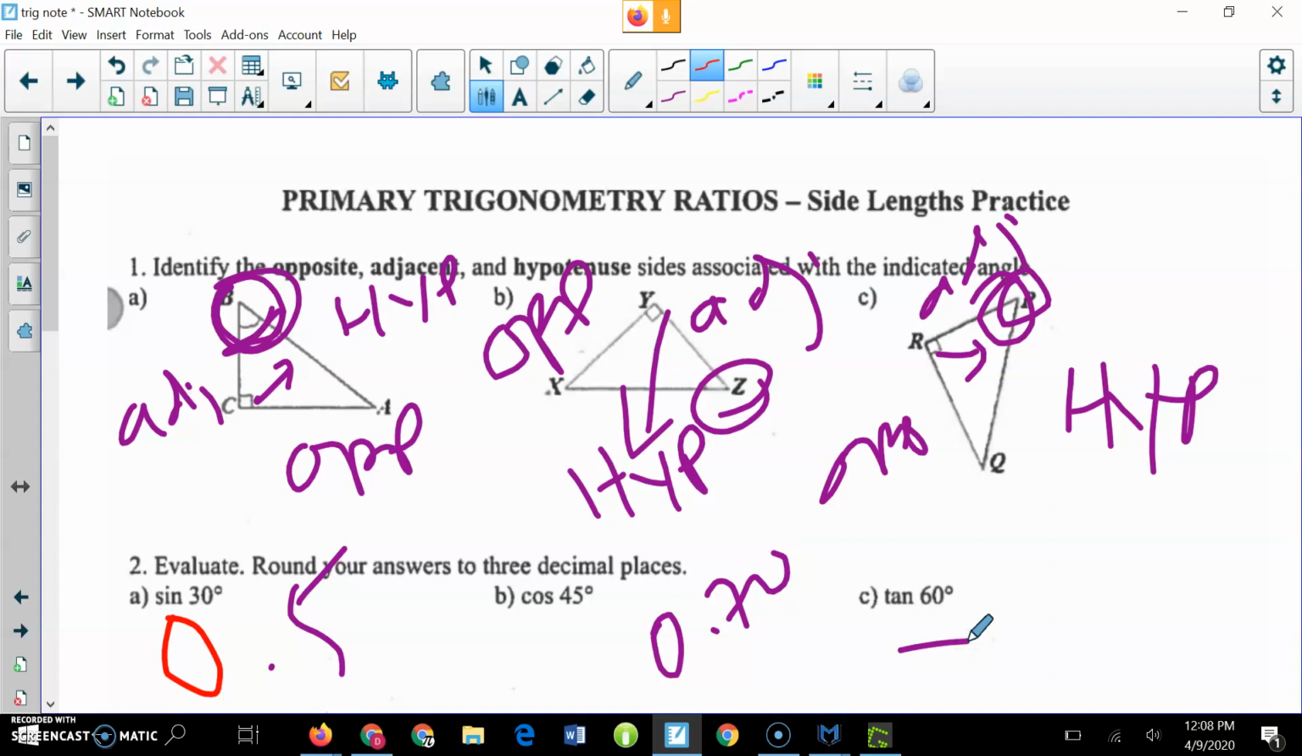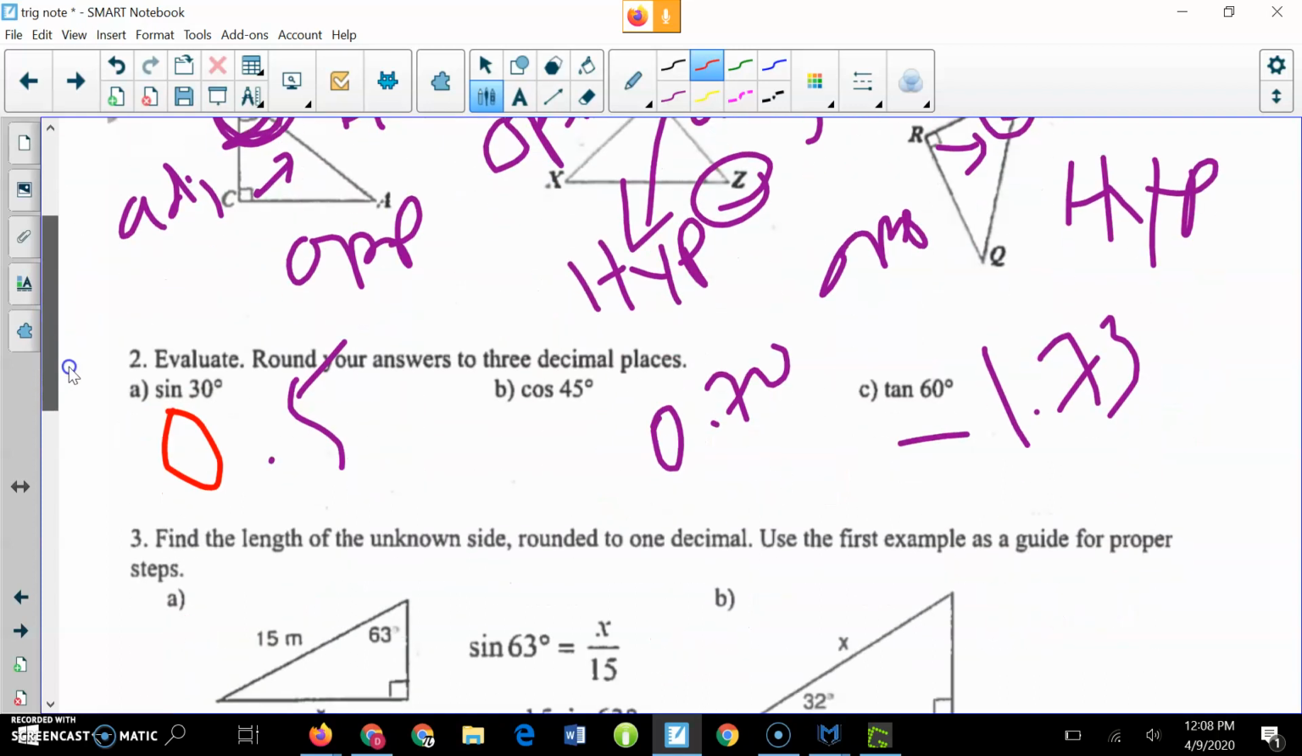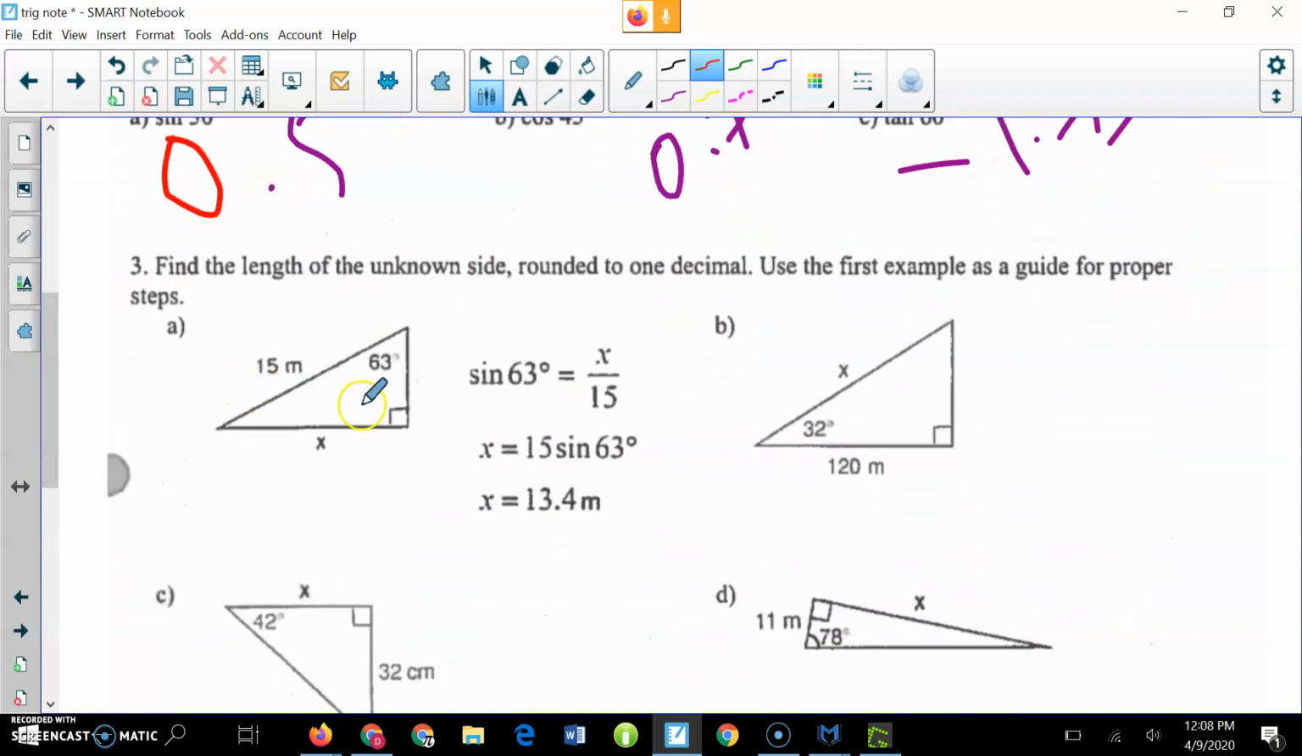And the last one is tan 60. In my calculator, it's 60 then tan, and you might get a number bigger than 1. The only time you get a number bigger than 1 is with tan, but that's fine if you get that. So let's go with this here. Here's an example of how to do this.